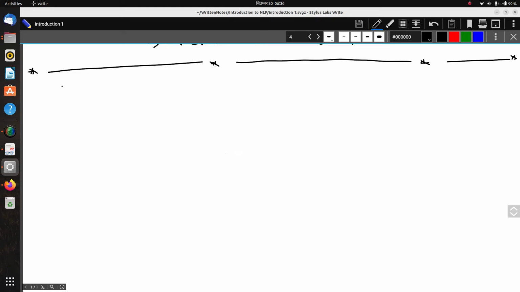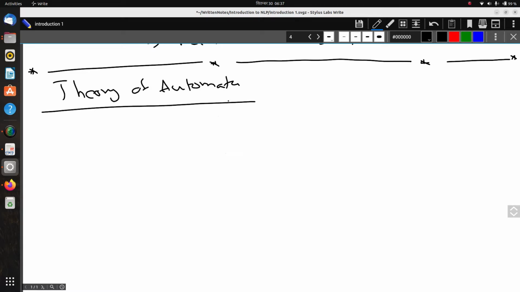In this video, we're going to continue on our natural language processing series. Now, before moving forward, we need to understand some concepts here. The first concept that I'd like to introduce is theory of automata. Theory of automata is the study of abstract machines and the computation problems that can be solved using these machines. This abstract machine is called the automata.